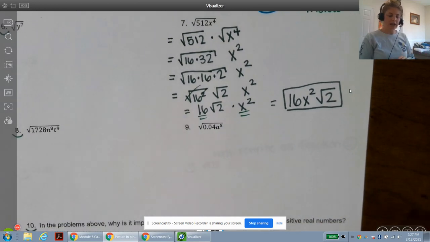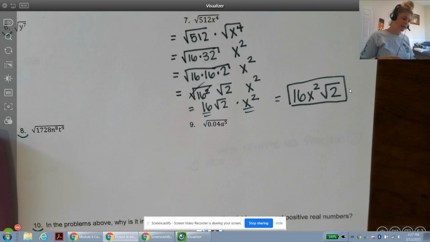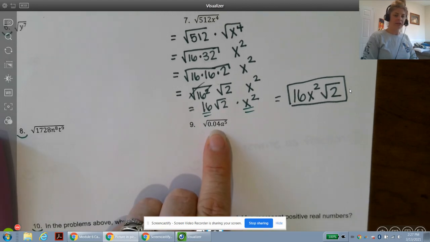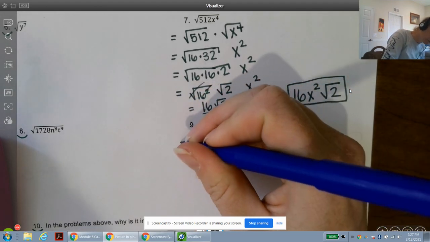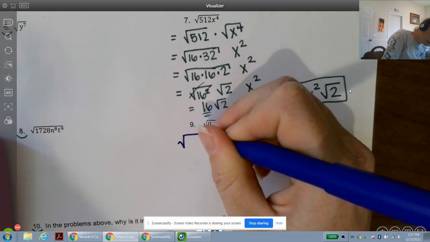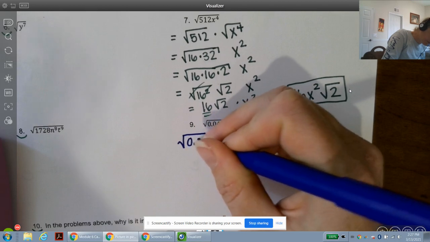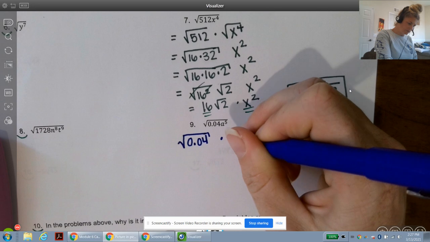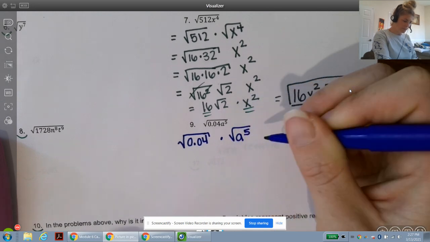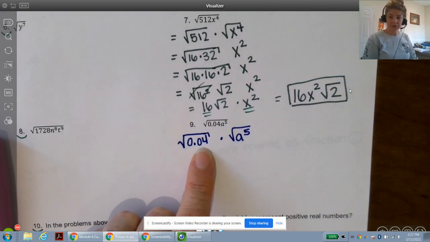Okay, so let's take a look at 9. When I'm taking a look at 9, I want to remember what we talked about in our last lesson, I guess the lesson before this, when you're multiplying the same decimal. So I'm going to break it up, square root of 0.04, so 4/100ths, times the square root of a to the 5th. And I think, okay, 4 is a perfect square. 2 times 2 is 4.